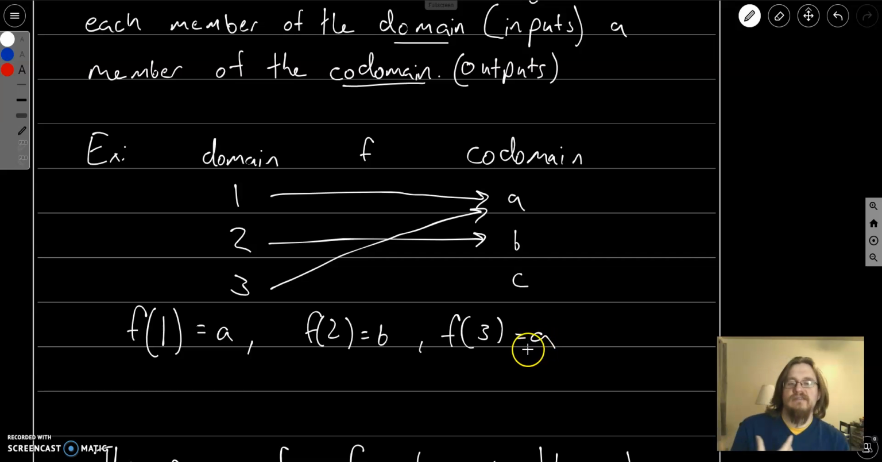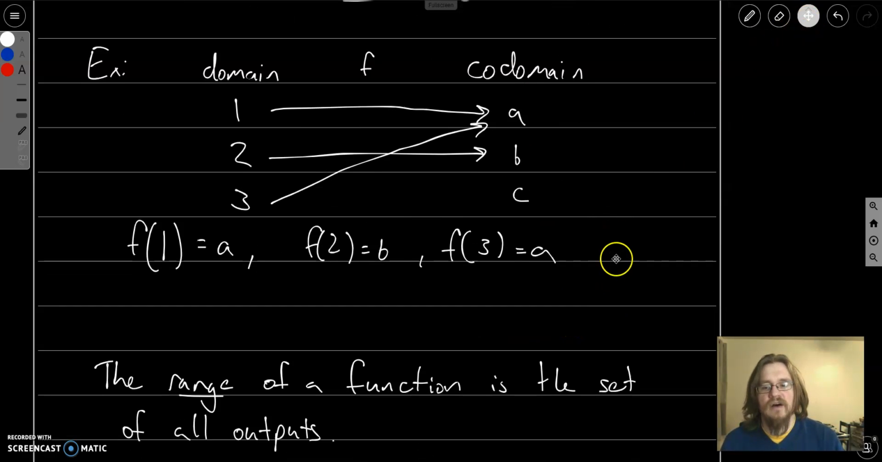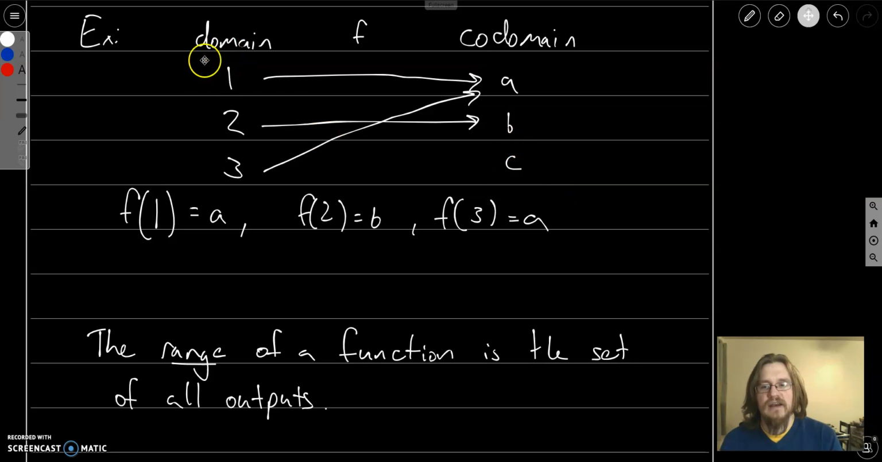So here, there isn't really any rhyme or reason behind why we chose these things. It's just our made-up function. What you'll notice is that nothing maps to C. There's nothing in the domain that gives us the letter C. So the range of the function is going to be the set of all actual outputs. So here, even though it would be possible to get C, it isn't actually an output of anything.